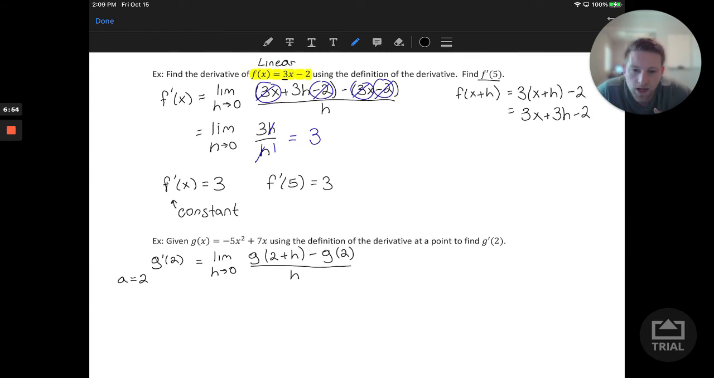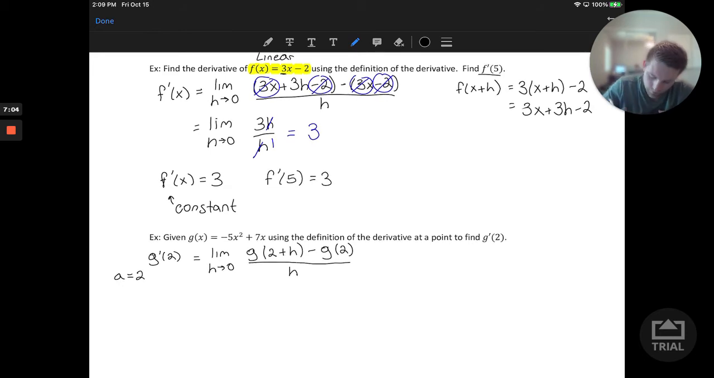There are a couple of items that I'd like to find. First, what is g of 2 plus h? We'll do that on the side. And then we also want g of 2. So let's try the g of 2 plus h. We'll evaluate our function. This is negative 5 times 2 plus h, quantity squared, plus 7 times 2 plus h. Then we can do some simplification before we put it back inside the limit.